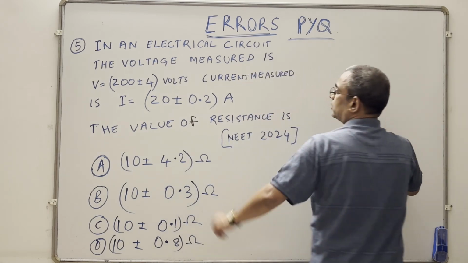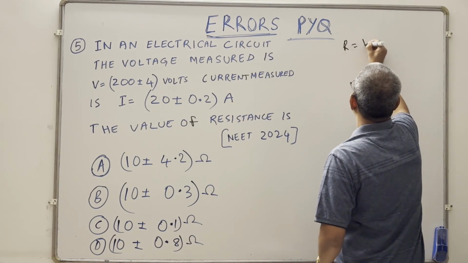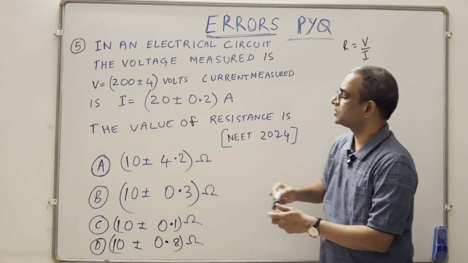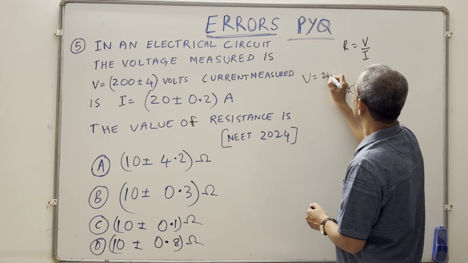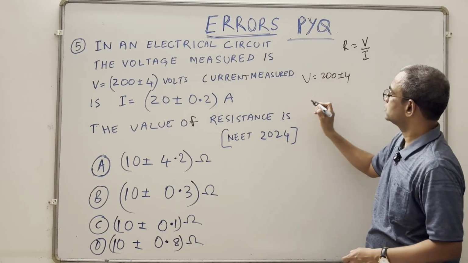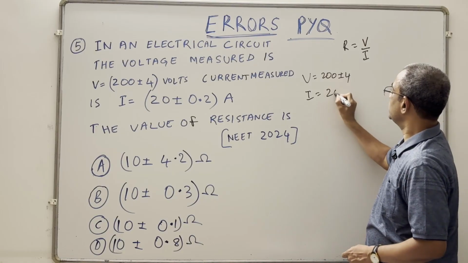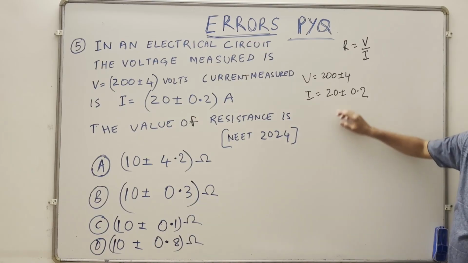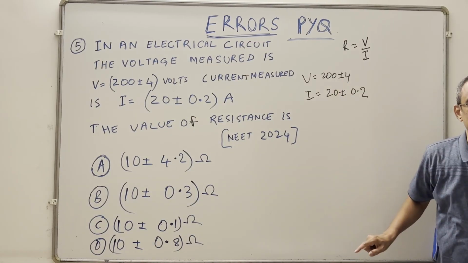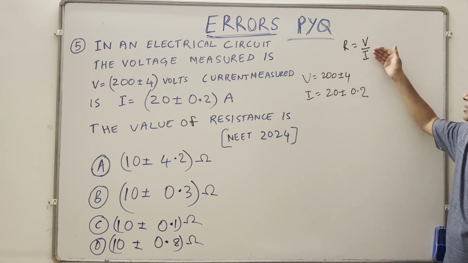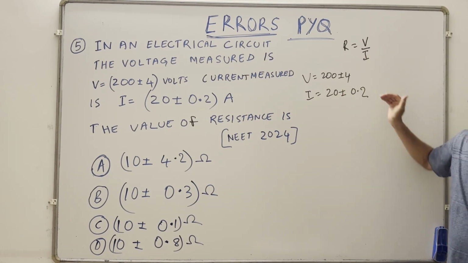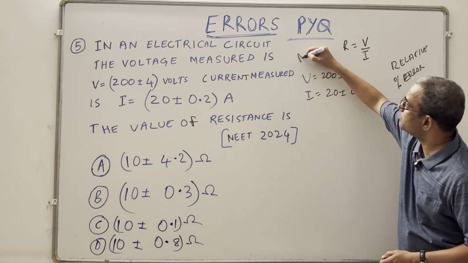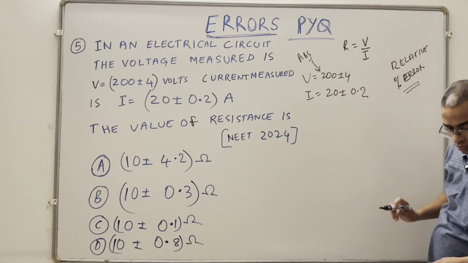So the formula for resistance is R is equal to voltage by current. Now they have given voltage is 200 plus or minus 4 volts, and current is equal to 20 plus or minus 0.2. And they are asking what is the value of resistance. Now these are absolute errors, but to calculate the error in a multiplication or division, we cannot work with absolute errors. We need relative errors or percentage errors. From absolute error, we have to go to percentage error.